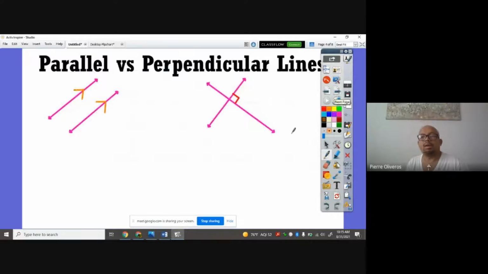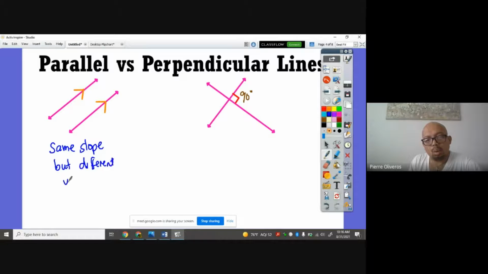All right, let's move on now. Parallel and perpendicular. What do we know about parallel? What do we know about perpendicular? We all know that parallel lines do not intersect. They are in the same plane. They do not intersect. Okay, perpendicular lines intersect. Not only do they intersect, they also form a 90-degree angle there. Okay, so let's see the difference between the two. Parallel lines will have the same slope but different y-intercept.